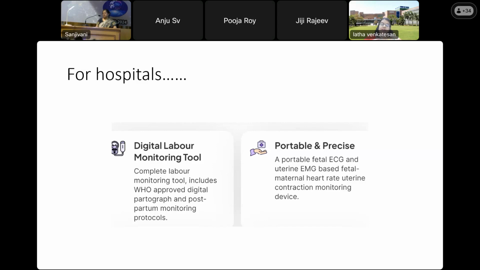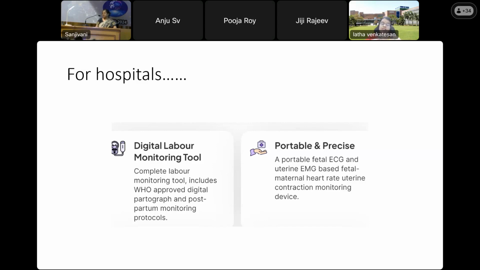Similarly, they have created another device, a portable and precise fetal ECG. Fetal ECG, I don't know how many of you have heard. They have created equipment which can monitor the fetal ECG and uterine EMG. Based on the fetal and maternal heart rate, uterine contraction monitoring can also be done. This is a portable and precise device which can be used by the nurses and doctors in the hospital.